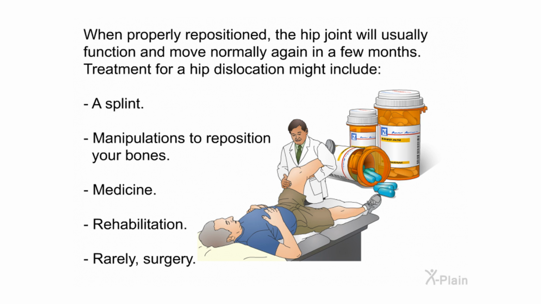When properly repositioned, the hip joint will usually function and move normally again in a few months. Treatment for a hip dislocation might include a splint, manipulations to reposition your bones, medicine, rehabilitation, and rarely surgery.